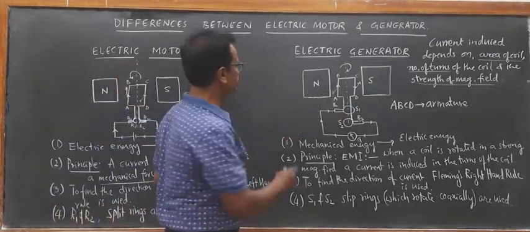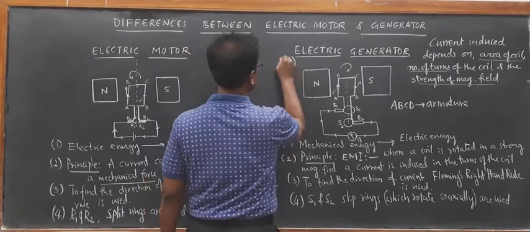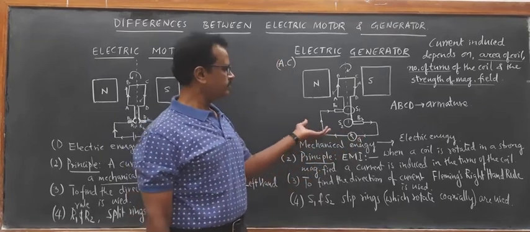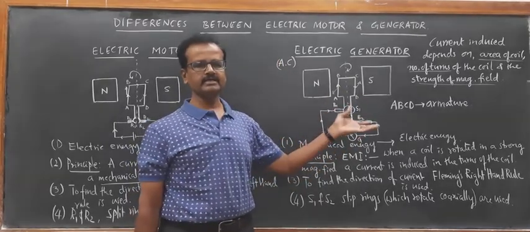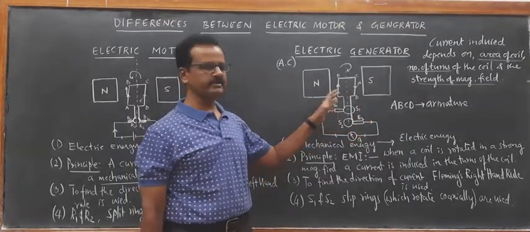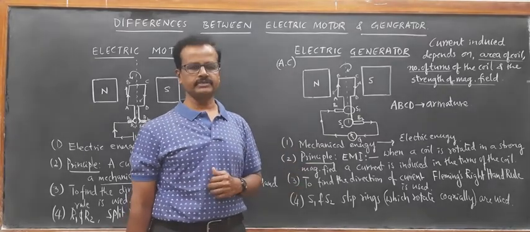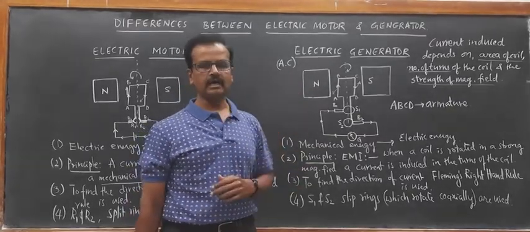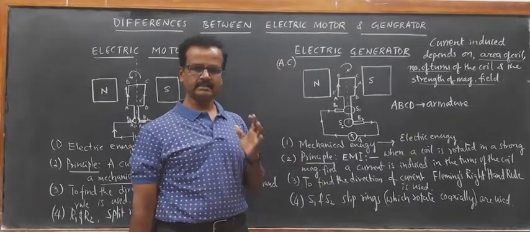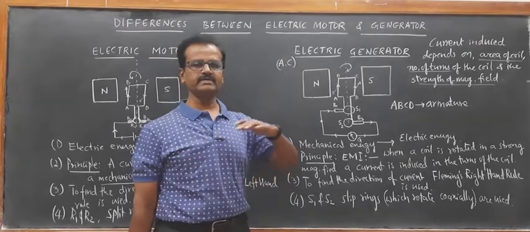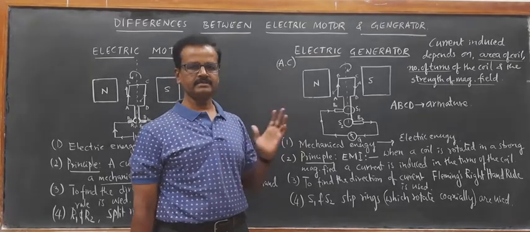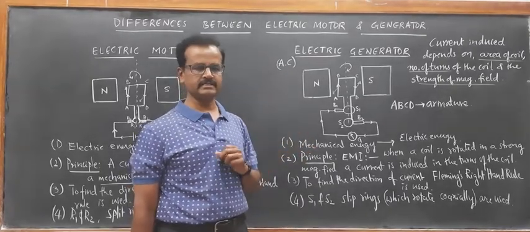This is the electric AC generator. AC electric generator means, as we discussed earlier, after every half rotation, the direction of the current changes. The direction of the current reverses after every half rotation. Therefore, it is called alternating current. In case of DC generator, the current remains always constant. The current never changes. That is the difference between AC generator and DC generator.